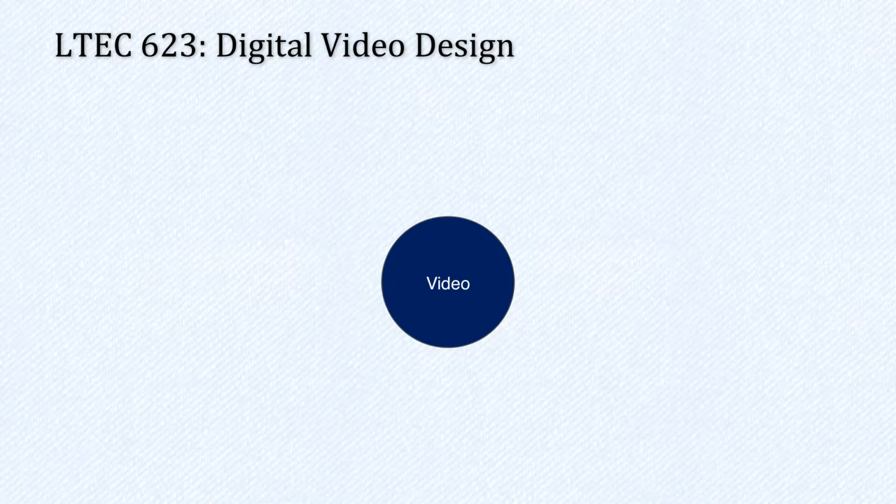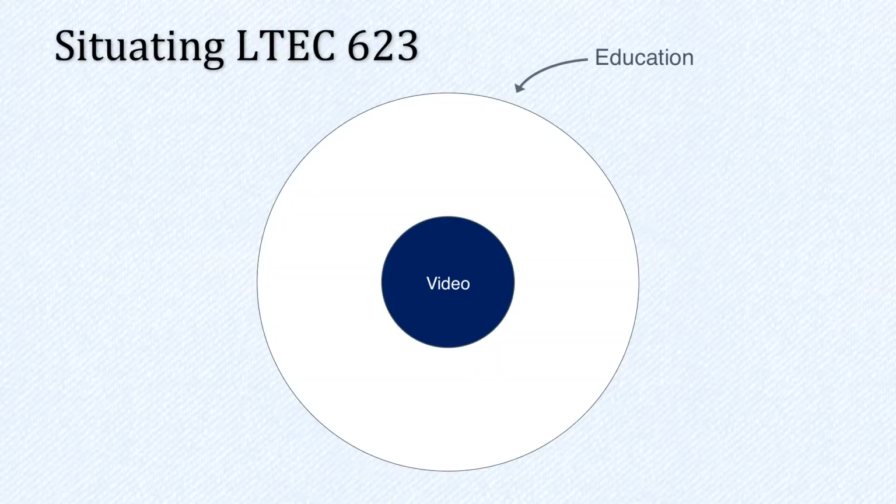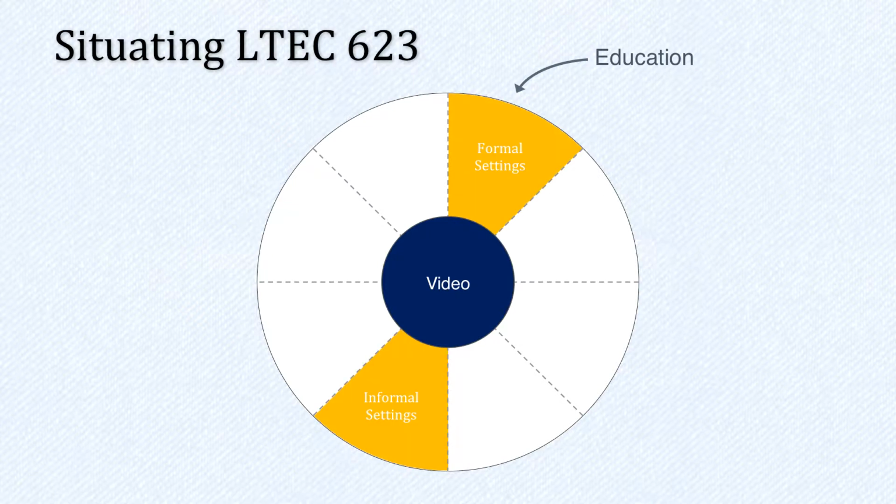Importantly, we're studying video in the context of a learning design and technology department that is housed in a college of education. For that reason, we're going to be thinking about video in the context of teaching and learning. More specifically, this semester we're going to examine the relationship between video and education from a number of different dimensions. For example, one dimension is going to involve settings. How has video in education been used in formal and informal settings?